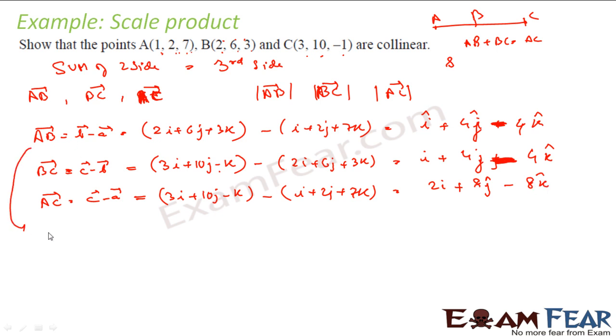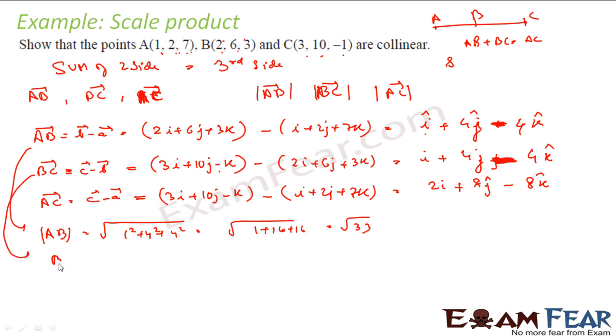Now let's find the magnitude of AB. This will become root of 1 square plus 4 square plus 4 square, that is root of 1 plus 16 plus 16, that is root of 33. Let's find the magnitude of BC. It will be again root of 1 square plus 4 square plus 4 square, same value, so you will get root 33.